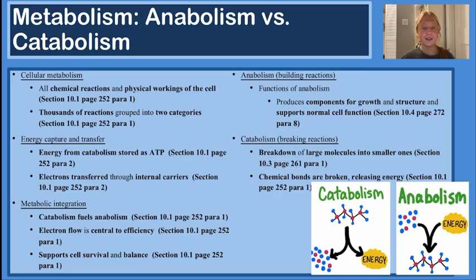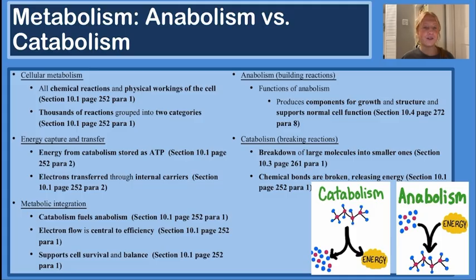Catabolism is the opposite of anabolism, basically. Catabolic reactions break the bonds of larger molecules and convert them into smaller molecules. So, these reactions often release energy as the chemical bonds are broken. And the energy released during catabolism is captured and used by the cell, so this helps support other cellular processes that come after it.